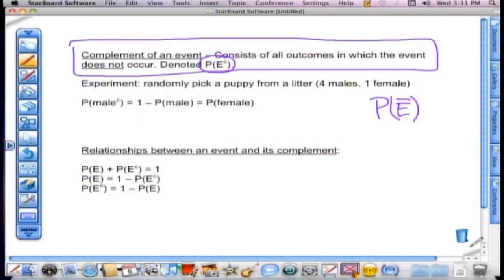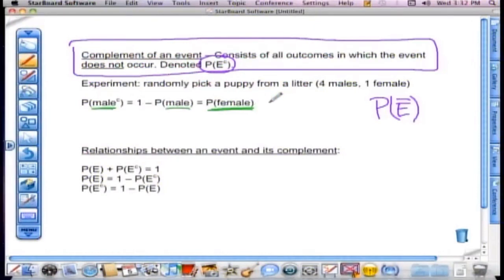What's the probability that I pick a male complement? So it would be 1 minus the probability that I do pick a male. So this is that I don't pick a male, right? You can also write it as the probability that I pick a female in this case, because there's only one or the other. So male complement would be female, female complement would be male. Okay.